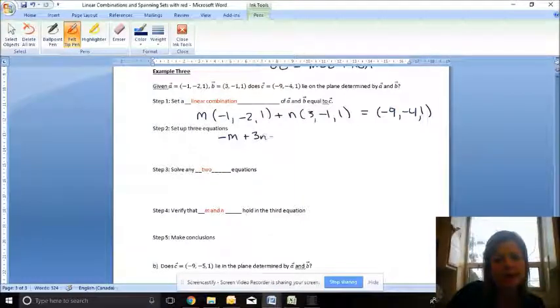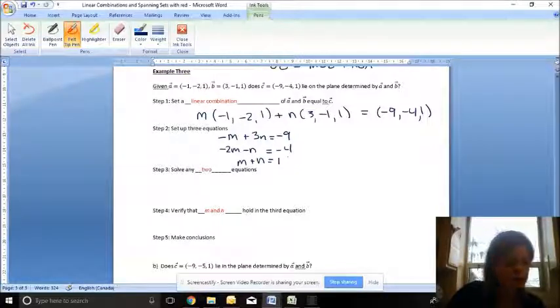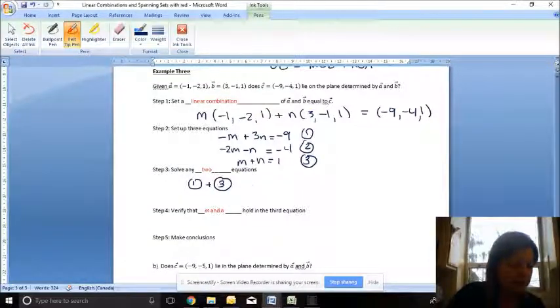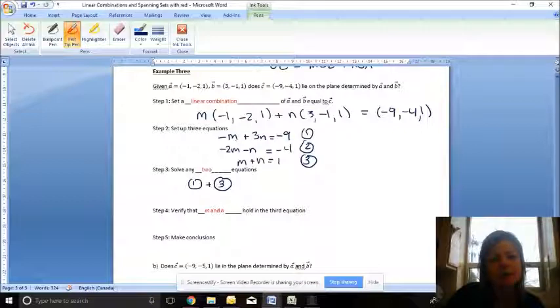That sets us up with 3 equations. -m plus 3n equals -9. -2m minus n equals -4. And m plus n equals 1. So we'll call these equations 1, 2, and 3. Now we're going to solve any 2 equations. So I'm going to look at equation 1 and equation 3, and solve them.